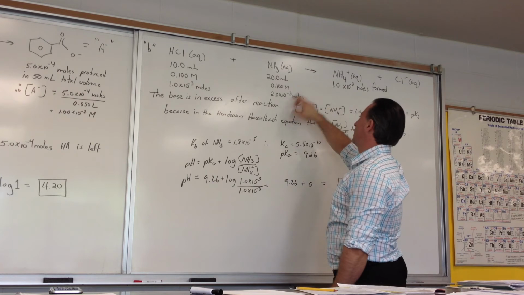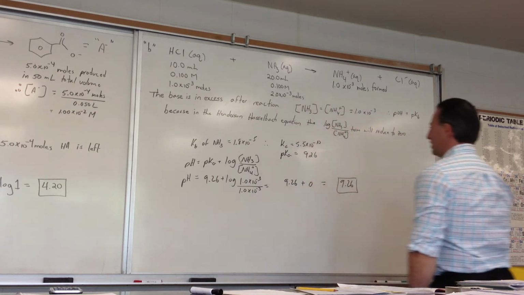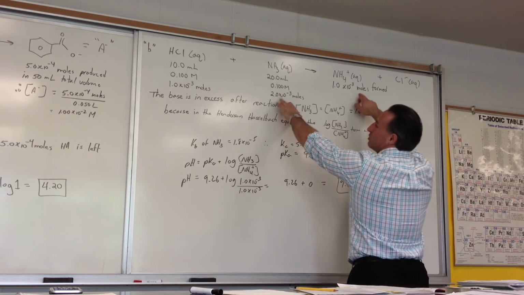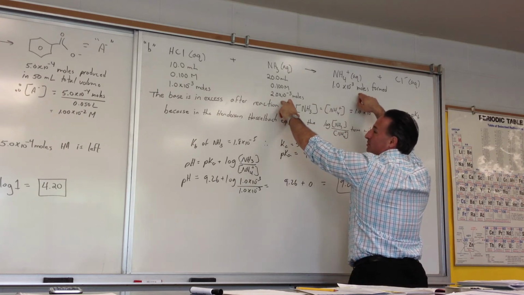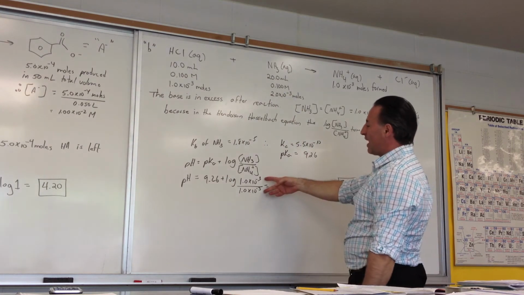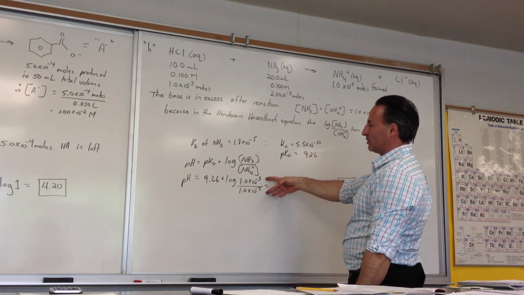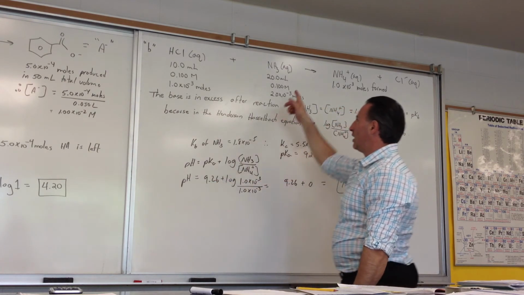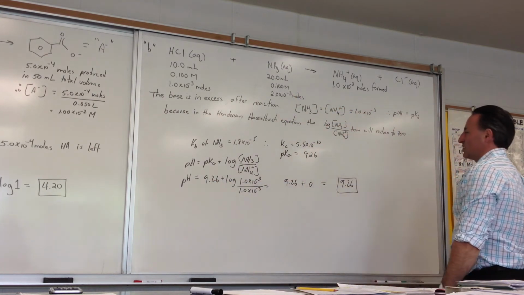So these two numbers will be identical when it comes to the concentrations. I didn't even bother converting them to concentrations because they're both in the same solution. If the mole amounts are the same, the concentrations are the same. The same thing is going to happen: the numbers are going to cancel out. So the pH is going to equal the pKa of ammonia, which is 9.26.